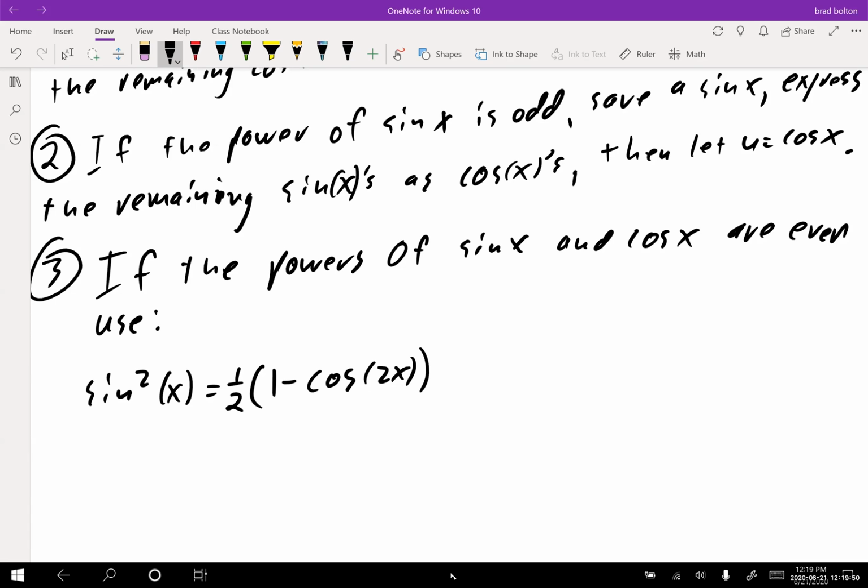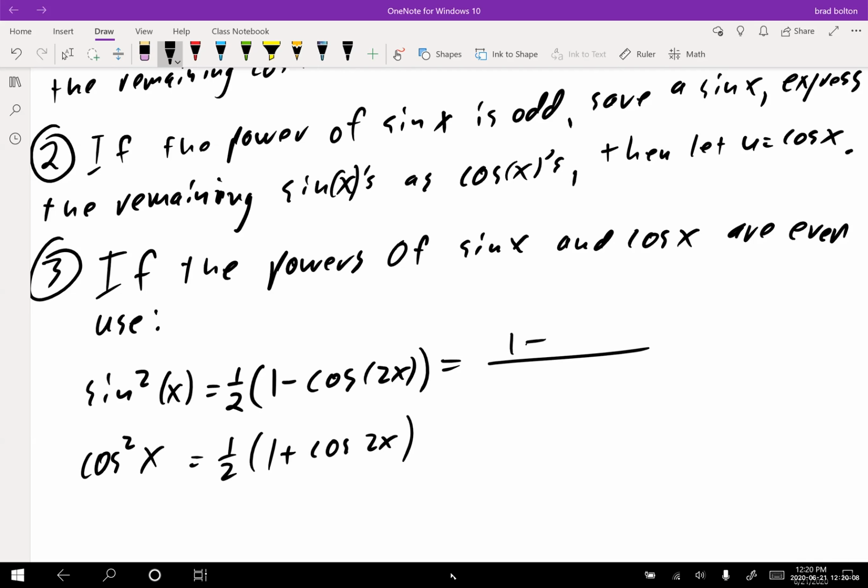Okay, that's that one. And then we also have cosine squared x is equal to 1/2 times 1 plus cosine 2x. So I believe I may have used this in another problem in the previous part of the class. Some people like to write it like this. I sometimes do this. It's just depending on my mood that day.